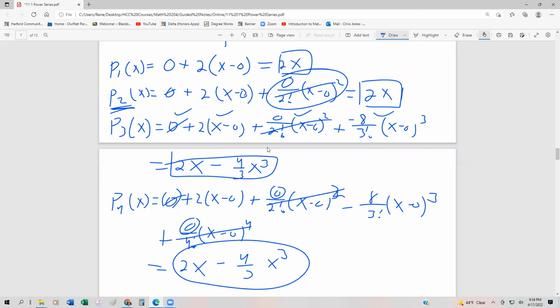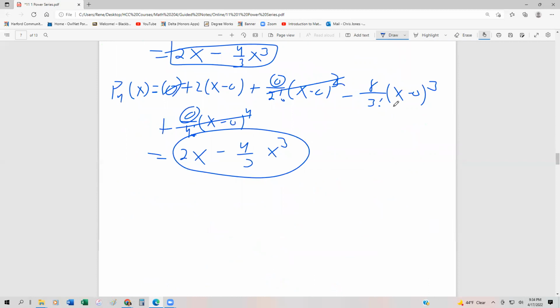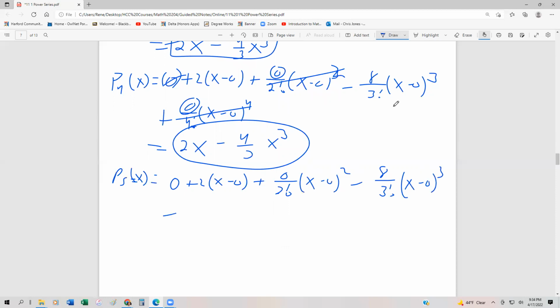And then finally, we get to P5, and we can use this fifth derivative, which is going to be 32. So P5 of x is going to be exactly the same as what we just had. So 0 plus 2x minus 0 plus 0 over 2 factorial x minus 0 squared minus 8 over 3 factorial x minus 0 cubed plus 0 over 4 factorial x minus 0 to the 4th, and then plus 32 over 5 factorial x minus 0 to the 5th.